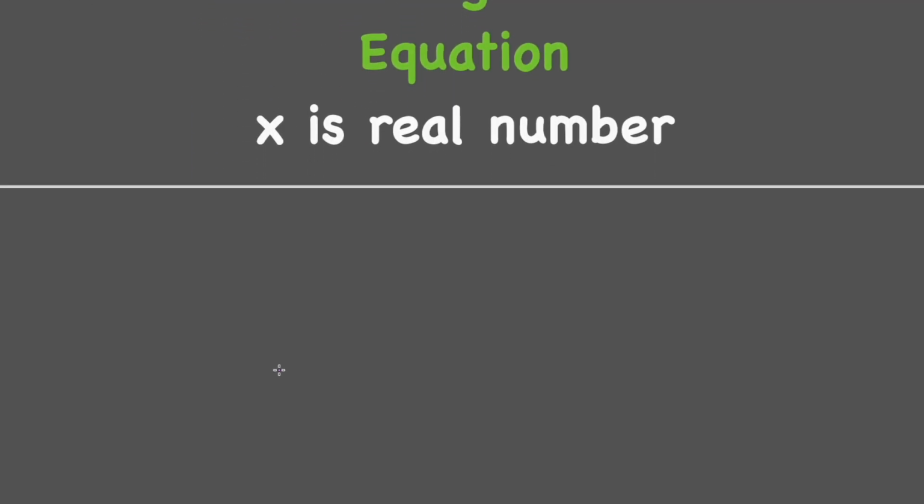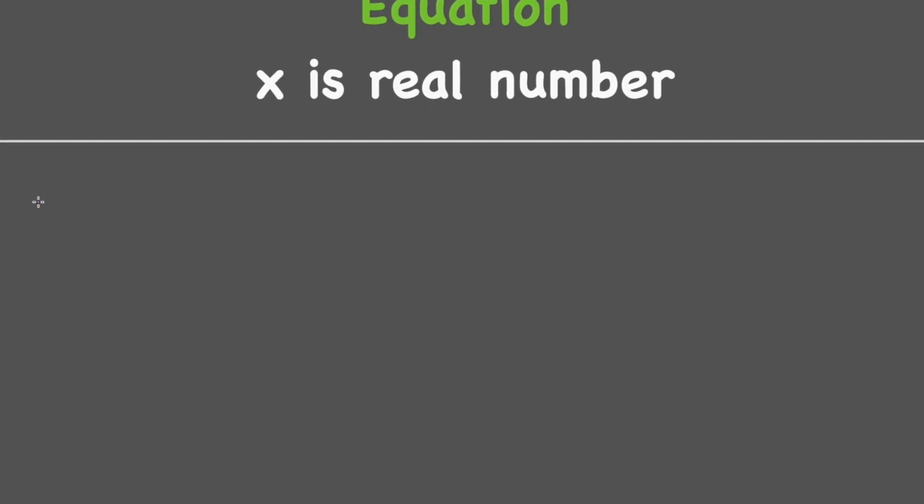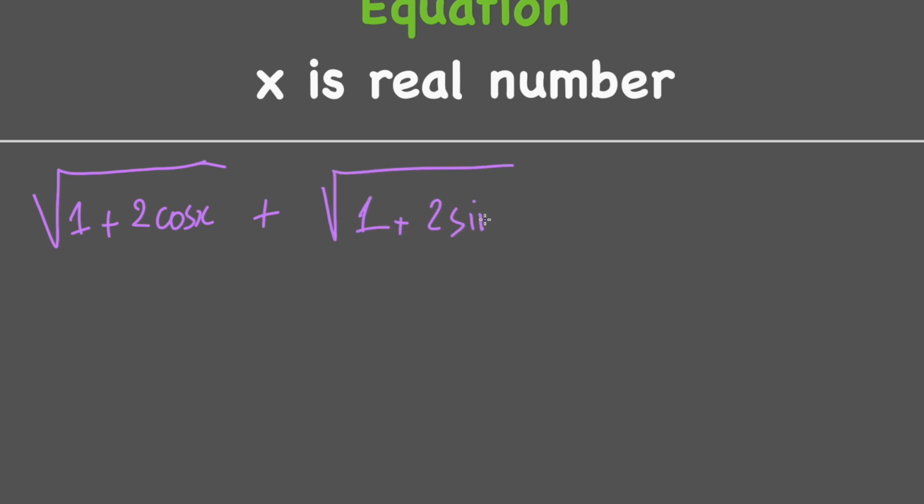We rewrite the equation as square root of 1 plus 2 cosine x plus square root of 1 plus 2 sine x equal to square root of 3. So we take the natural approach here: just square both sides of the equation.